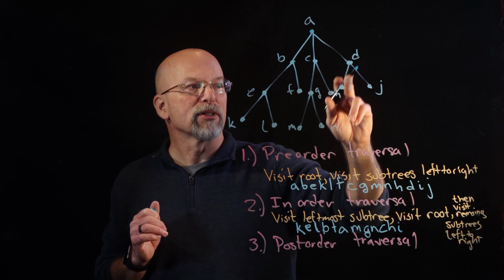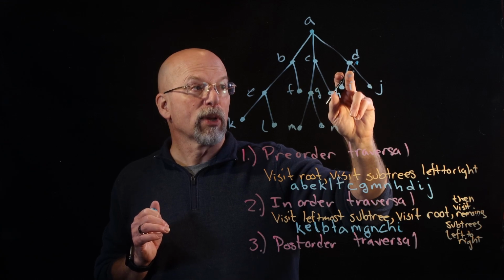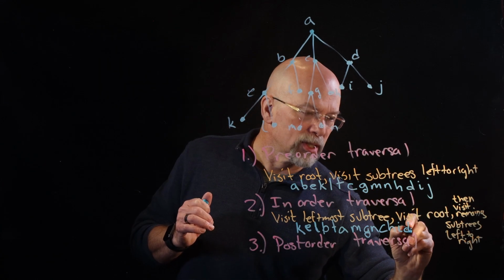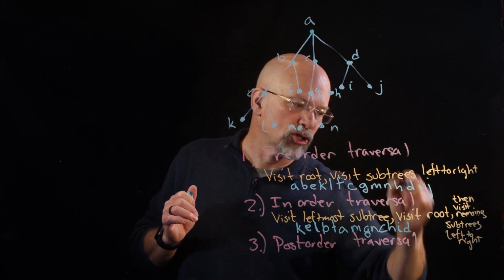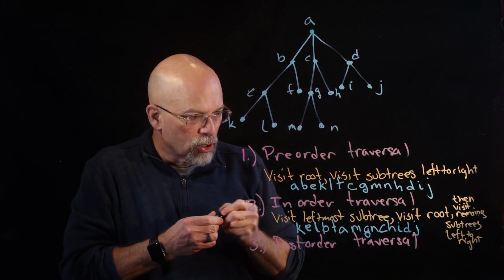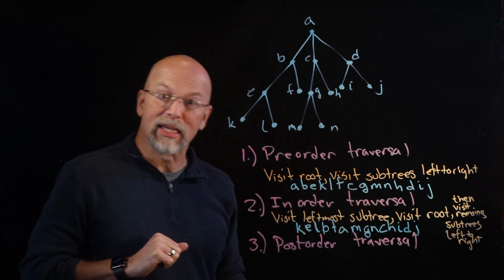Go back up, so now that we've visited the leftmost subtree, now we can go and visit the root, which is D, and then we can visit its children left to right, and J is the only one left. So notice there is a very different way of examining those nodes in order.